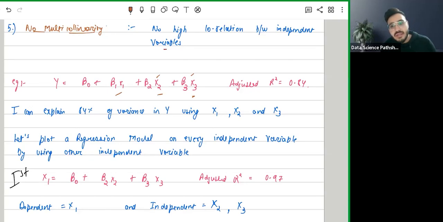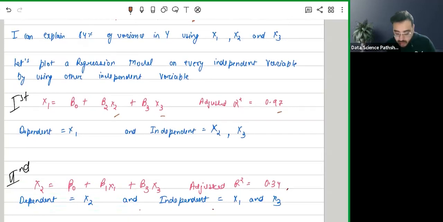Let us again build a regression model. So now we are building a regression model on x1 by using x2 and x3 as independent variables, and let's say our adjusted R square is 0.9. So what does it show? That 90% of the behavior in x1 can be collectively explained by using x2 as well as x3. Now the question is, do we need x1 when we are building a model, when we are trying to predict y? We don't, because x2 and x3 can explain the part that x1 is explaining, right? So we don't need x1.